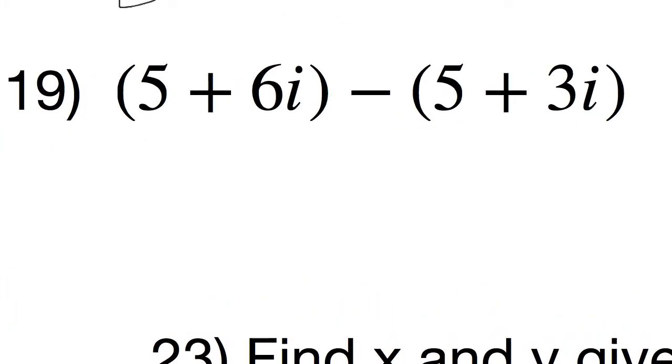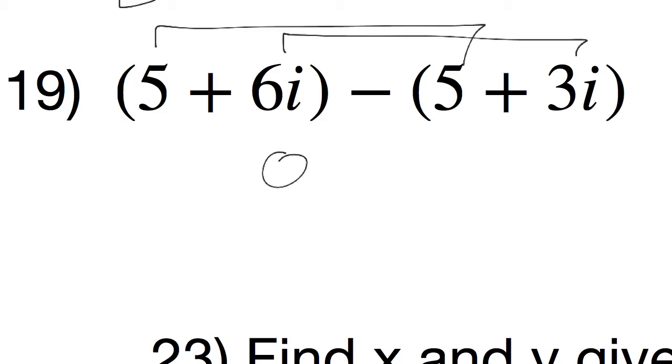Here, we've got 5 minus 5, which is 0, and 6 minus 3, which is positive 3i, which you can say is the answer. That's 3i.